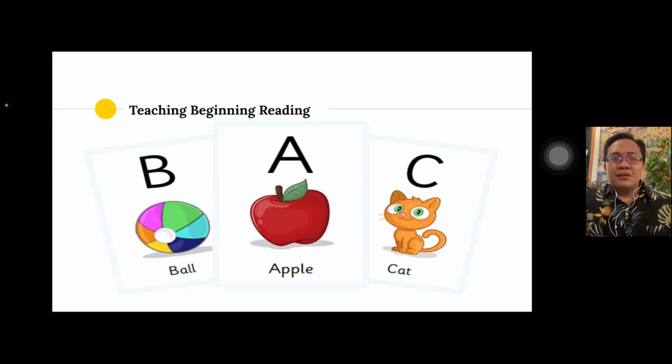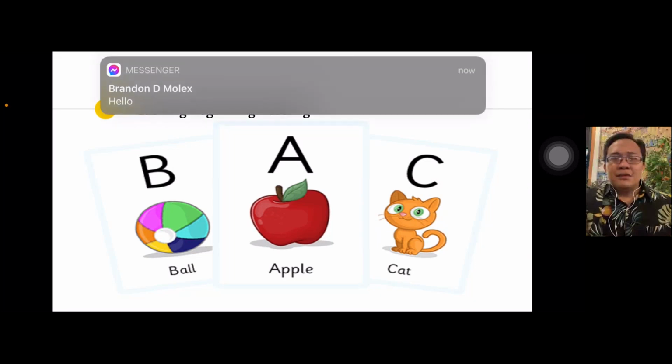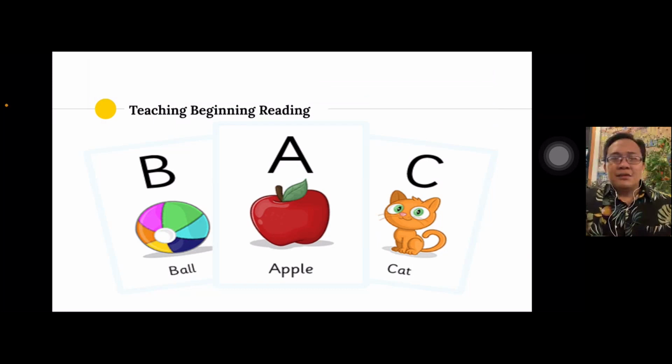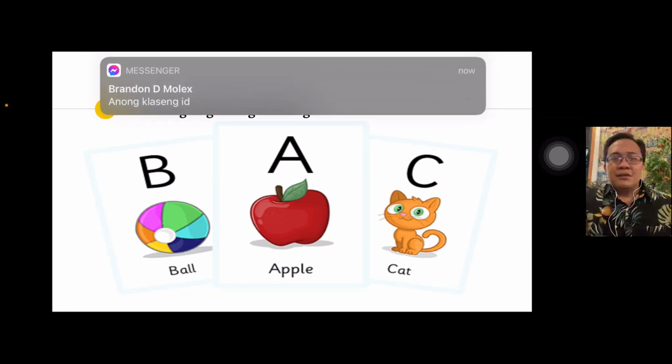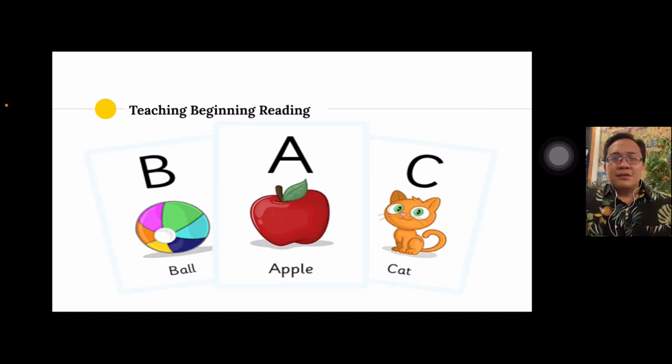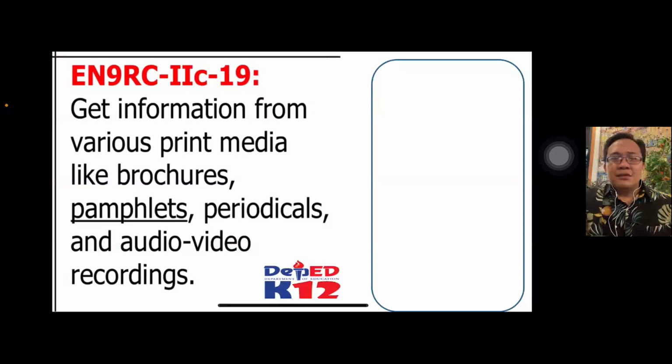So there are different types. To combine with the clear background, it creates a multimodal effect. And these flashcards are being utilized and they are very helpful for teaching learners from lower grades. So with the emergence of the K to 12, we are asking or teaching the students to get information from brochures, pamphlets, and video recordings, which are examples of multimodal texts.